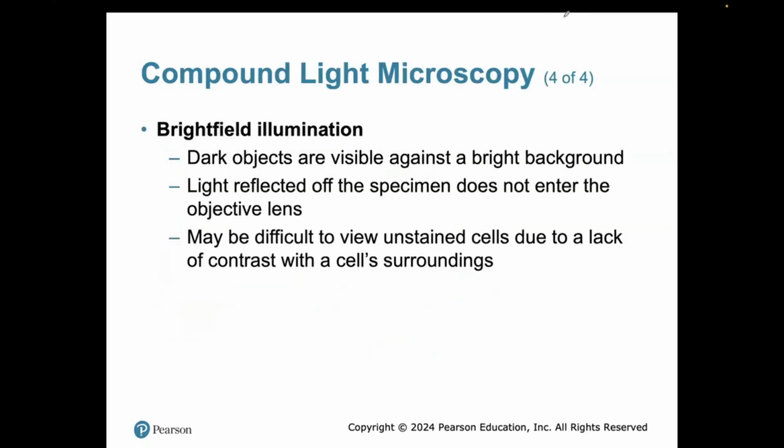So let's jump into our microscope. I told you guys before, we have compound light microscopes, and we have this thing called bright field illumination. Bright field illumination is typically what we use because it allows us to see dark objects against a very bright background. When this happens, the light reflected off the specimen does not enter the objective lens. So it may be difficult to look at unstained cells as a result, because we can't really see the contrast. Unstained cells typically are harder to look at. That's why we stain them. We add different reagents to visualize them.